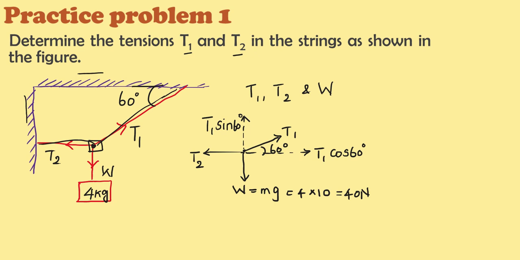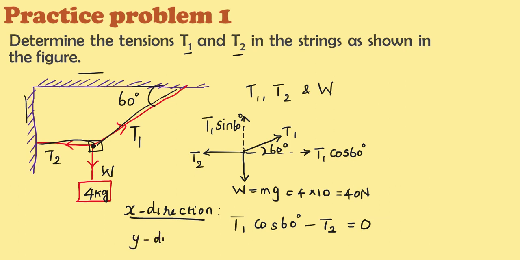So what are the forces acting along the x direction? Here we have to write T1 cos 60 degree is acting along the positive x direction minus T2. T2 is acting in the negative x direction, which is equal to 0 because it is in equilibrium.